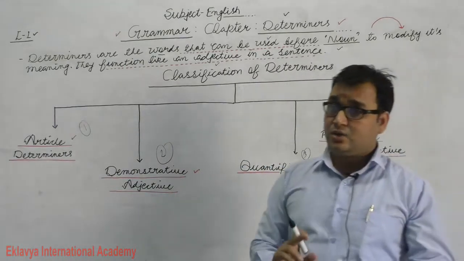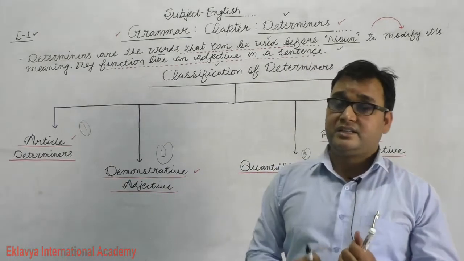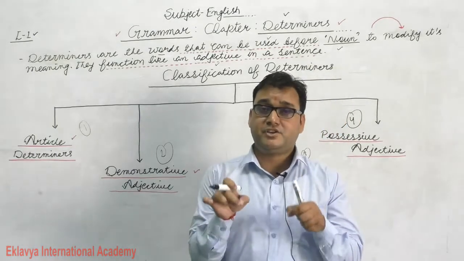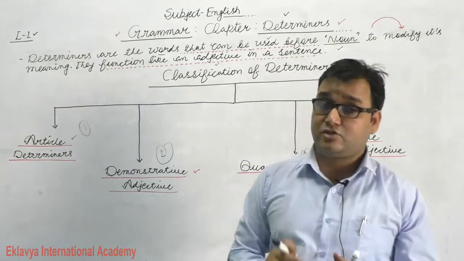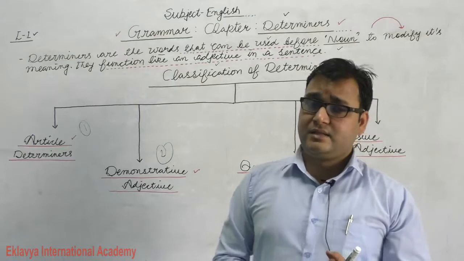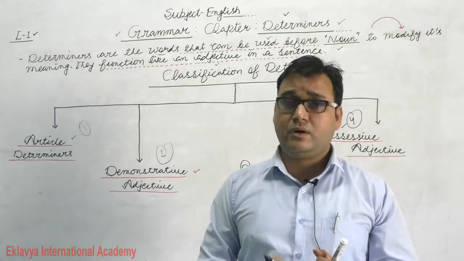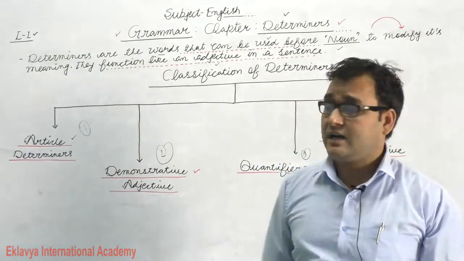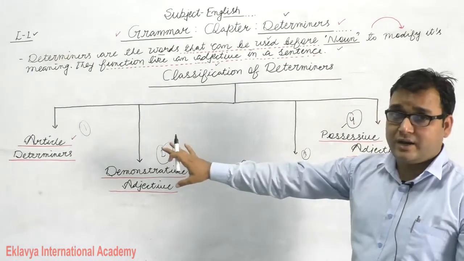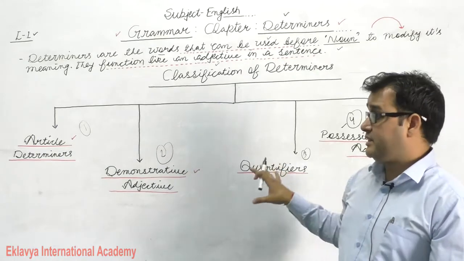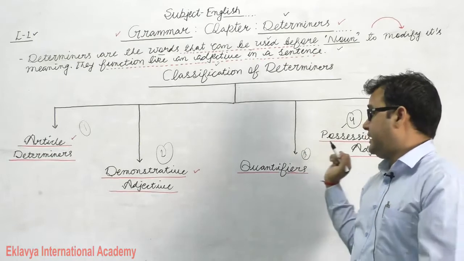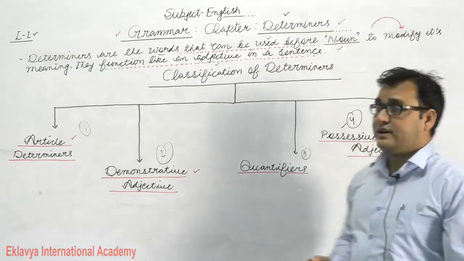Is that clear? Don't forget the two very important points. Determiners can be used before a noun to modify its meaning. They function like an adjective in a sentence. These two important things. They can be used before a noun and they play the role of an adjective in a sentence. An adjective is a word that qualifies a noun and pronoun, students. As for classification, I mentioned that we have four kinds of classification of determiners: article determiners, demonstrative adjectives, then quantifiers, then possessive adjectives.